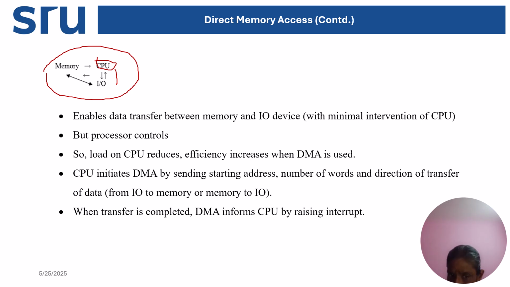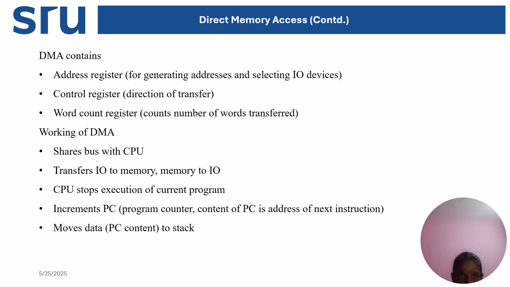When the transfer is completed, DMA informs the CPU by raising an interrupt. So my task is over and the CPU will take the control. And next, DMA contains an address register, the memory address register, which holds the starting address of the data. Then the control register, which holds the direction of transfer, to and from. And then the word count, how many words are transferred. That count will be maintained by the DMA controller.